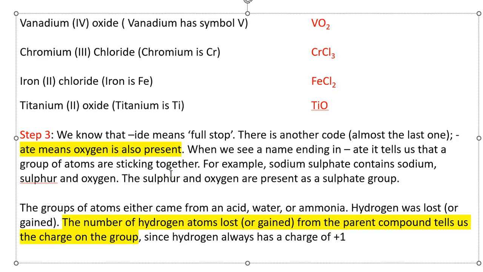Now we've seen IDE means full stop. Nothing else is there. The 4 I've got above me, vanadium oxide, contains vanadium and oxygen, full stop, period. That's it. Chromium 3 chloride, chromium and chloride ion. That's it. Iron 2 chloride contains iron oxidation state 2 plus the chloride ion. Nothing else. The IDE tells me that. Titanium 2 oxide, titanium, oxygen, and nothing else. That IDE is a giveaway.